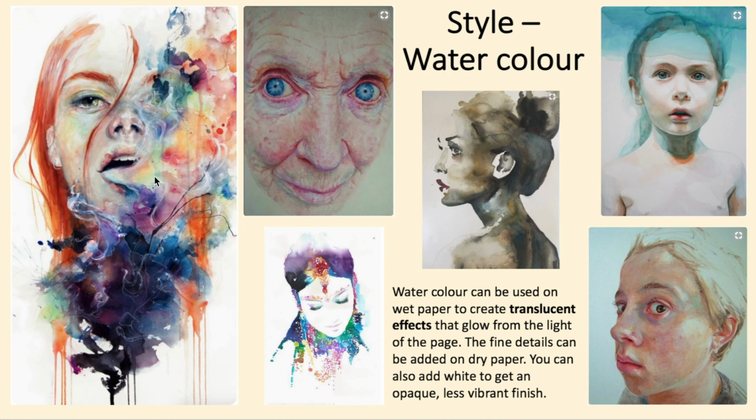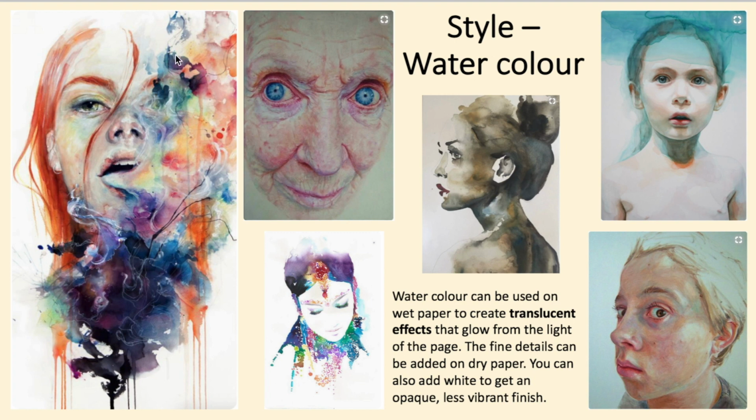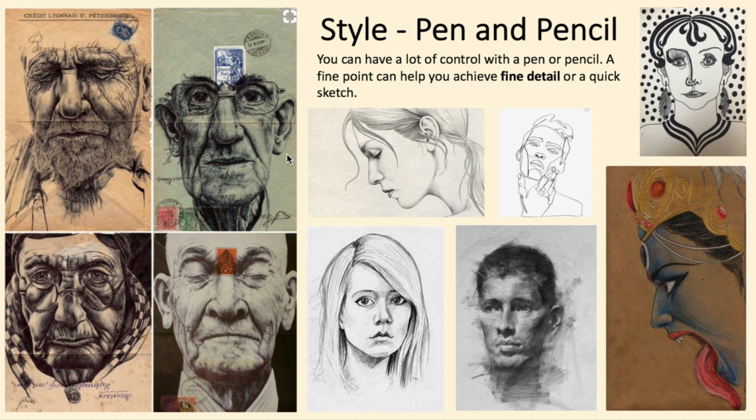And also with watercolor, the pigment is being moved around in an organic way, which can create beautiful effects. This can be done by putting the pigment onto wet paper, so wet on wet. Whereas if you want to get fine detail, you can paint watercolor onto a dry surface. With a sharp pencil or a pen, you can get really fine detail in a portrait because you have much more control than you do with paint.